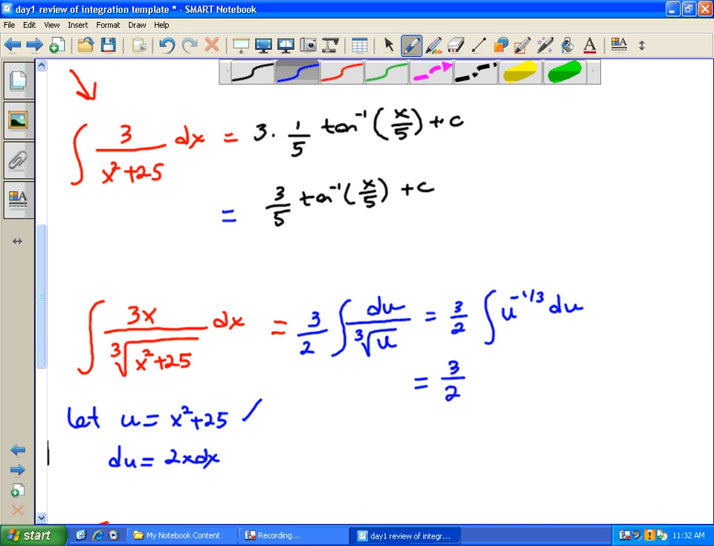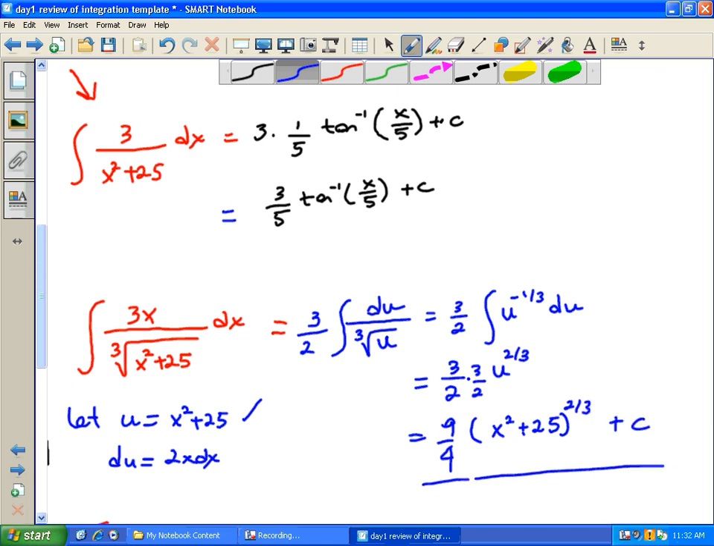So just add 1 to the power, or 3 over 3, so you get u to the 2/3. Divide by 2/3, which is the same as multiplying by 3/2. So I'm getting 9 over 4 times u to the 2/3, and I'm putting the u back in here as well, to the 2/3 plus c. So that is the antiderivative for the given function.